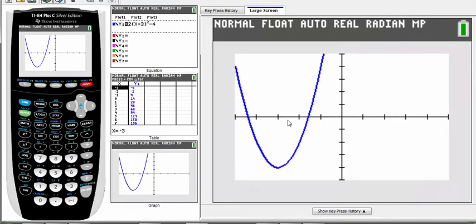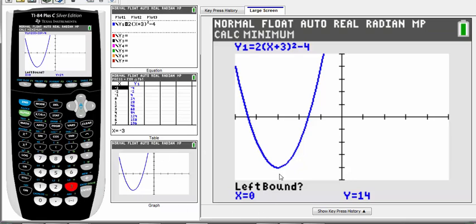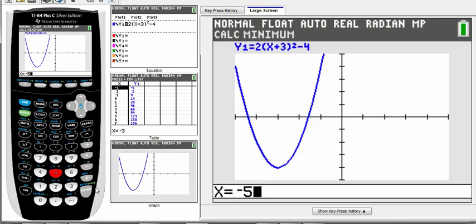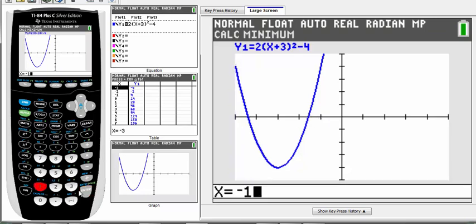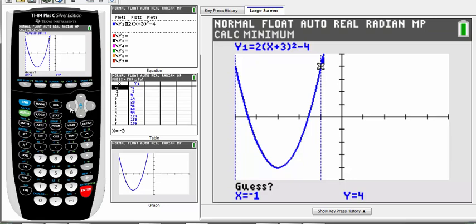Actually, before we copy that, let's double check the vertex. Second calc, minimum, left bound. I don't even see the left bound. It says it's at x equals 0 right now. So left bound of this point would definitely be something over here like -5. So I'm just going to put in -5 for my left bound. And then right bound would be somewhere over here, let's say at -1. And you could choose all sorts of other values. And then the guess, you can just leave that if you want, or you could come down here and take your guess. It doesn't matter. And so it says the minimum is at -3, -4.